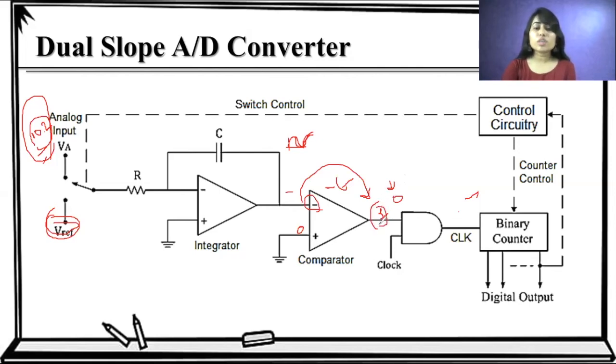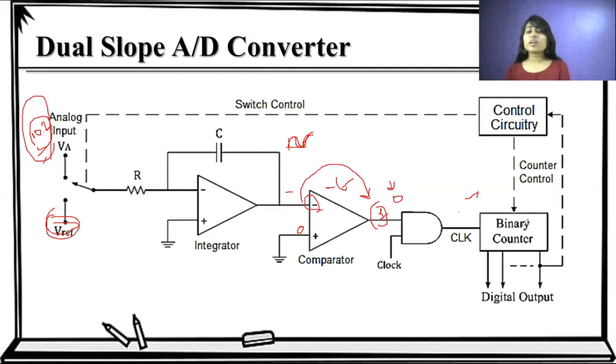So for a positive value we have a 1 into clock, so the binary counter counts the clock and starts the counting. It counts up to 10, and after 10 we have another value which has a positive slope, and for positive we have a 0 over here, 0 into clock 0.